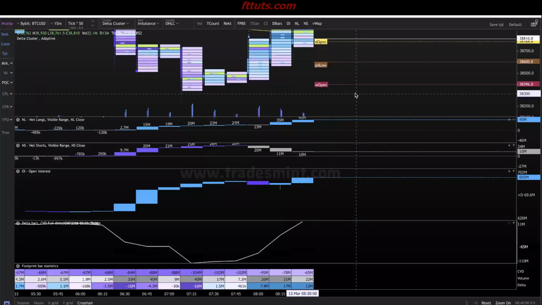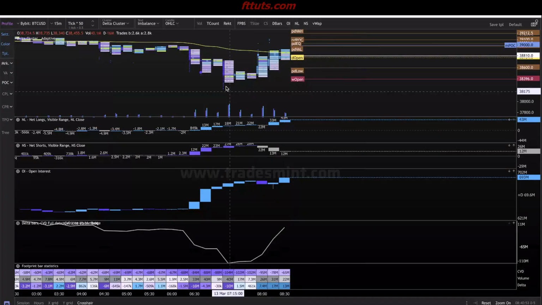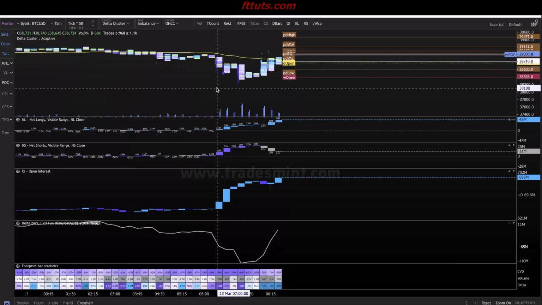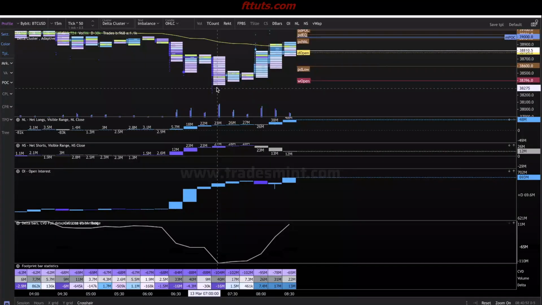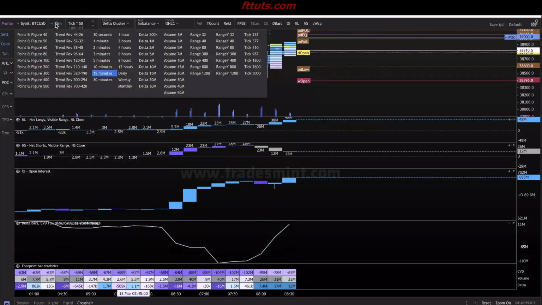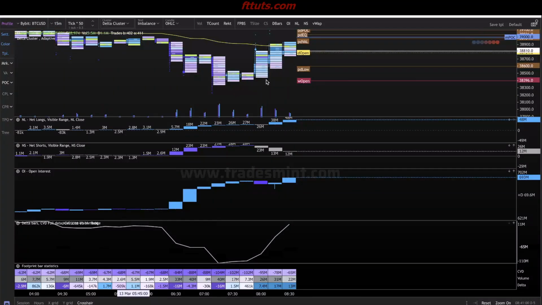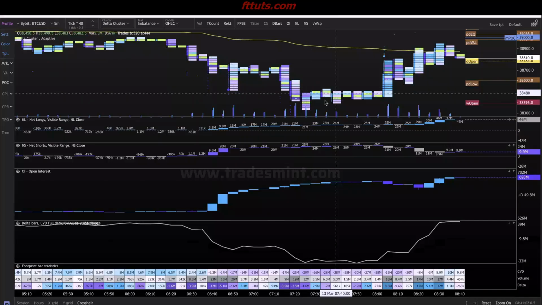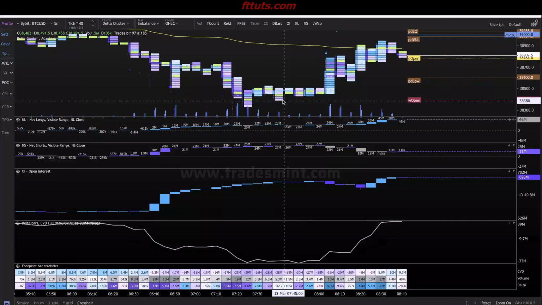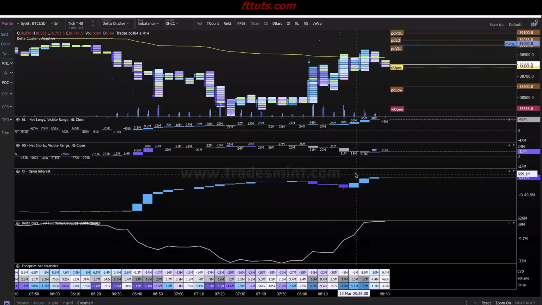So we could actually see pretty interestingly here that we had a good opportunity to take a long from the bottom right here, when price was getting higher, yet CVD was getting lower, right in here where we saw all these trapped traders.